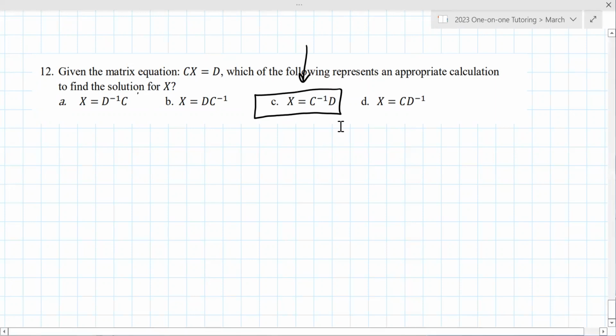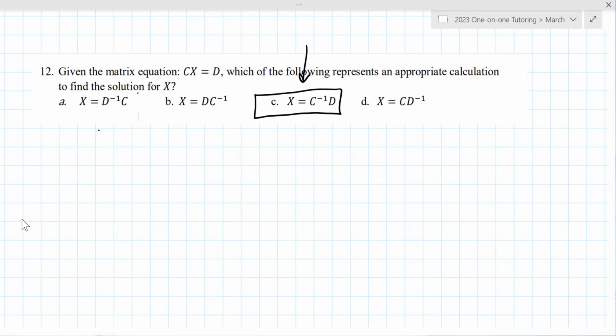These other ones, to be clear, you can do these calculations, they just don't give you the X that you're looking for. Okay, thank you. That was kind of what I got to when I was doing it by myself.